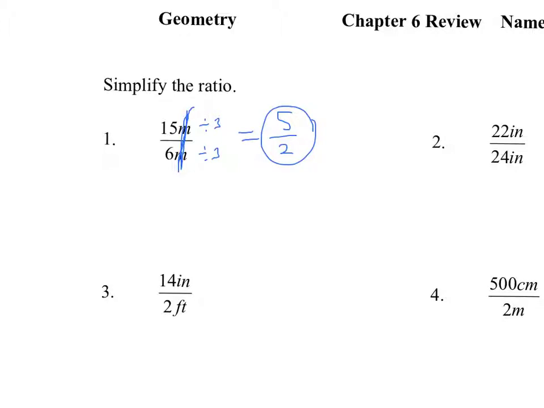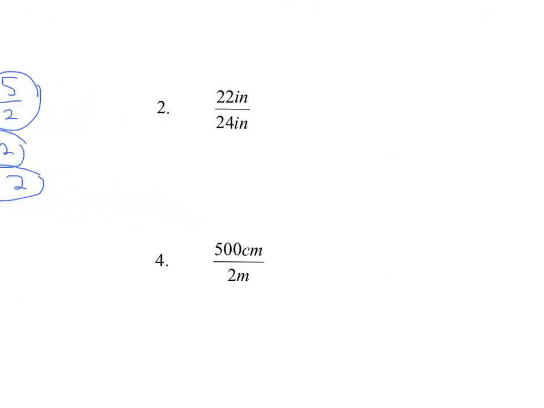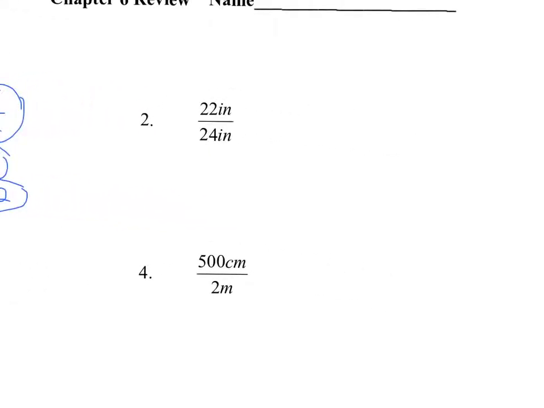And when you write a ratio, you can either write it as a fraction, you can write it with a colon in between, or if you really wanted to, you could write out 5 to 2. I usually write it as a fraction, but you can do whichever way looks good to you. Number 2, same kind of thing. We already have the same units, so those cancel out. 22 over 24, those both divide by 2, so we have 11 over 12.